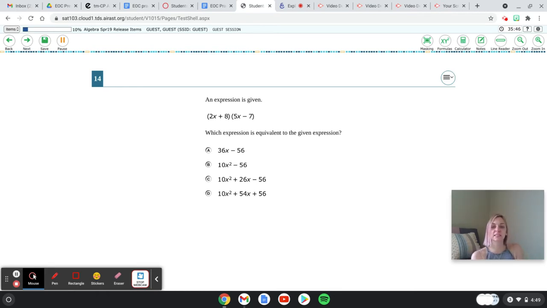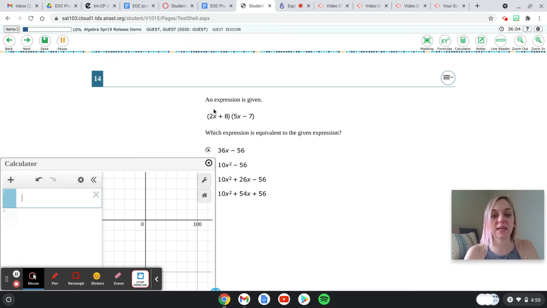So question 14 says an expression is given, which we can see. Which expression is equivalent to the given expression? So we want to find an expression that's equal to what we have here. Now, the good news is this is 100% a Desmos problem. So open your calculator here in the top right, and then type in this expression exactly how it is. Pause the video and start it again once you're done.